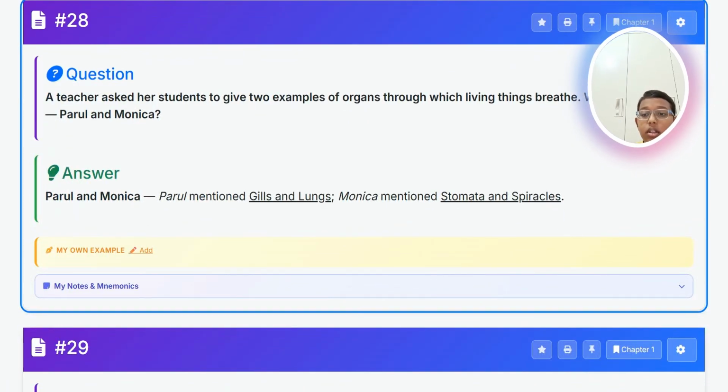A teacher asked her students to give two examples of organs through which living things breathe. Who was correct, Parul or Monica? Parul mentioned lungs and gills. Monica mentioned stomata and spiracles. Both Parul and Monica were correct.